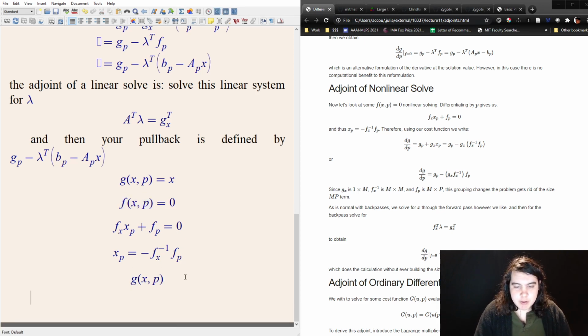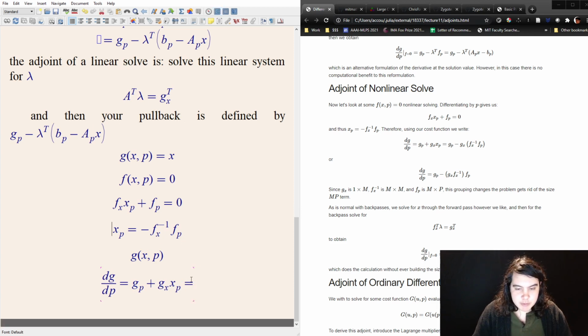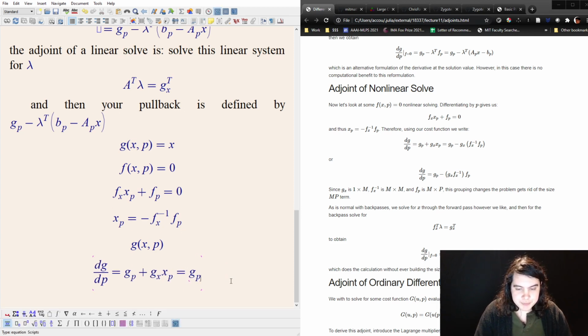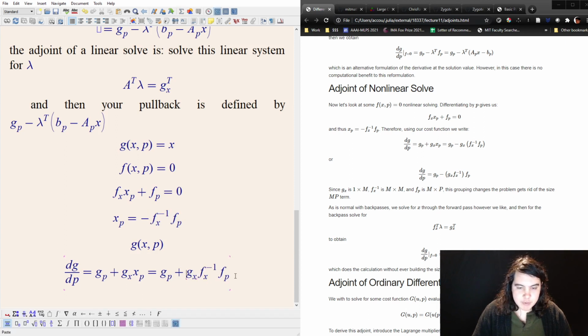So the way that we write down the derivative of this cost function is dg/dp equals g sub p plus g sub x, x sub p, right? Just another chain rule. And how do you write down x sub p? Well, it's just this thing right here. And we have to flip the sign, right?